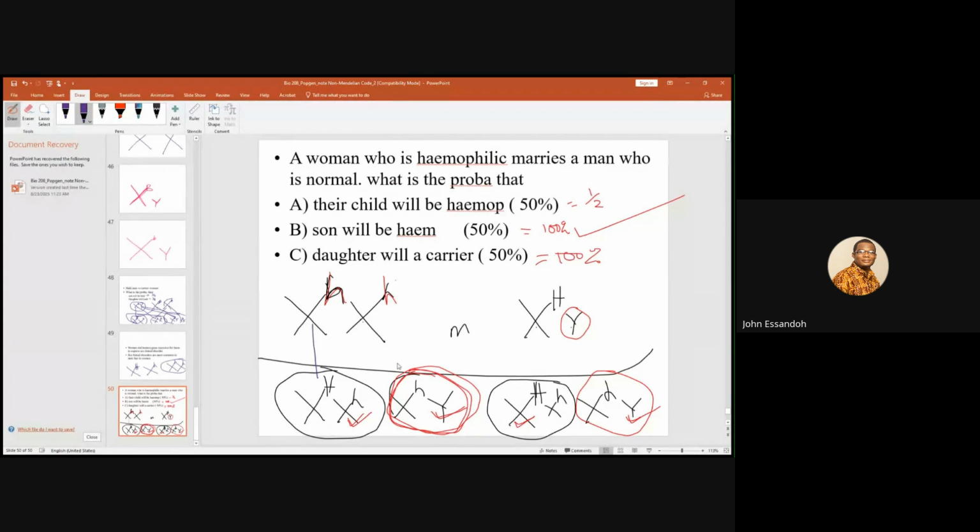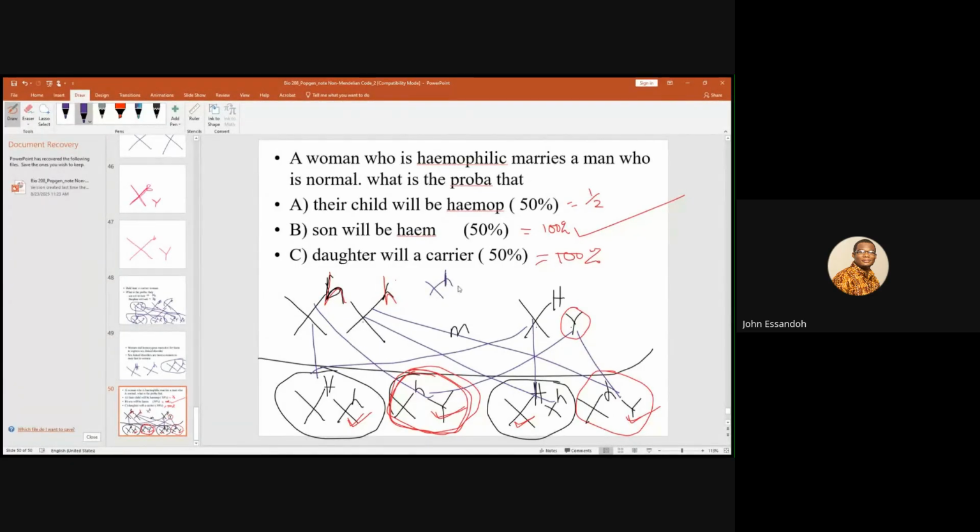This one and this one gives us this. This one and this one gives us this. This one and this one. And this one and this one. So when this one crosses with a Y, you get this, okay? You get this one here, like that.